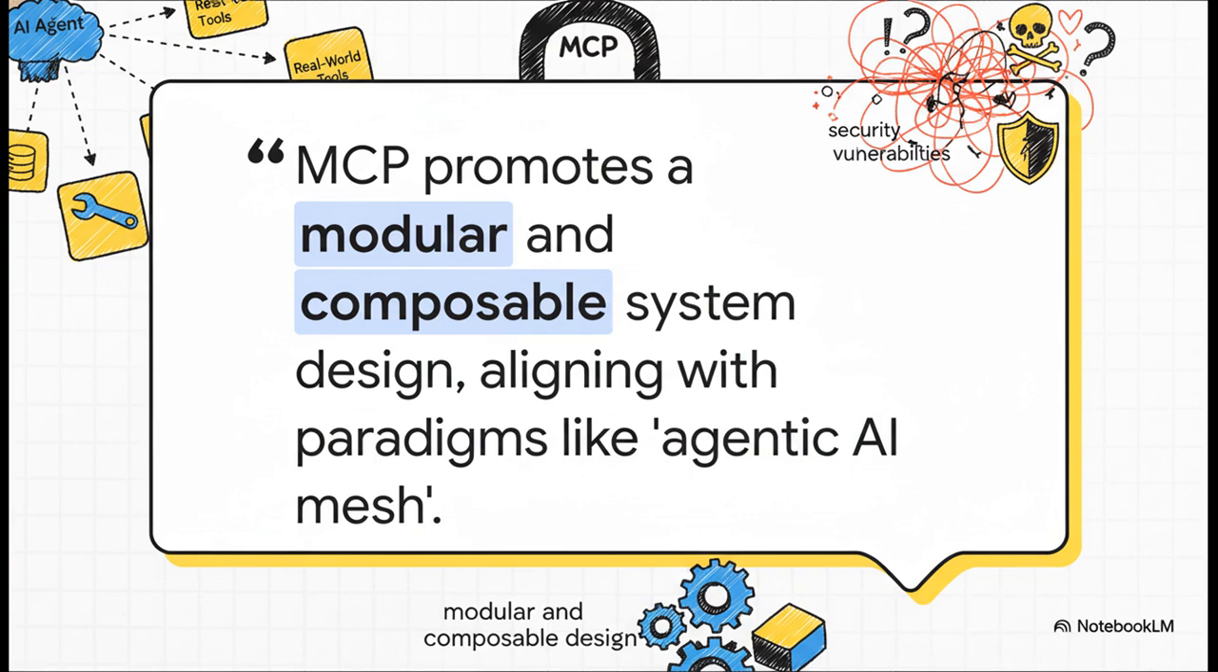MCP helps create these modular, composable systems. It lines up with these really advanced ideas like the agentic AI mesh, which is basically a future where lots of specialized AIs can all work together seamlessly. It's about building for what's next.